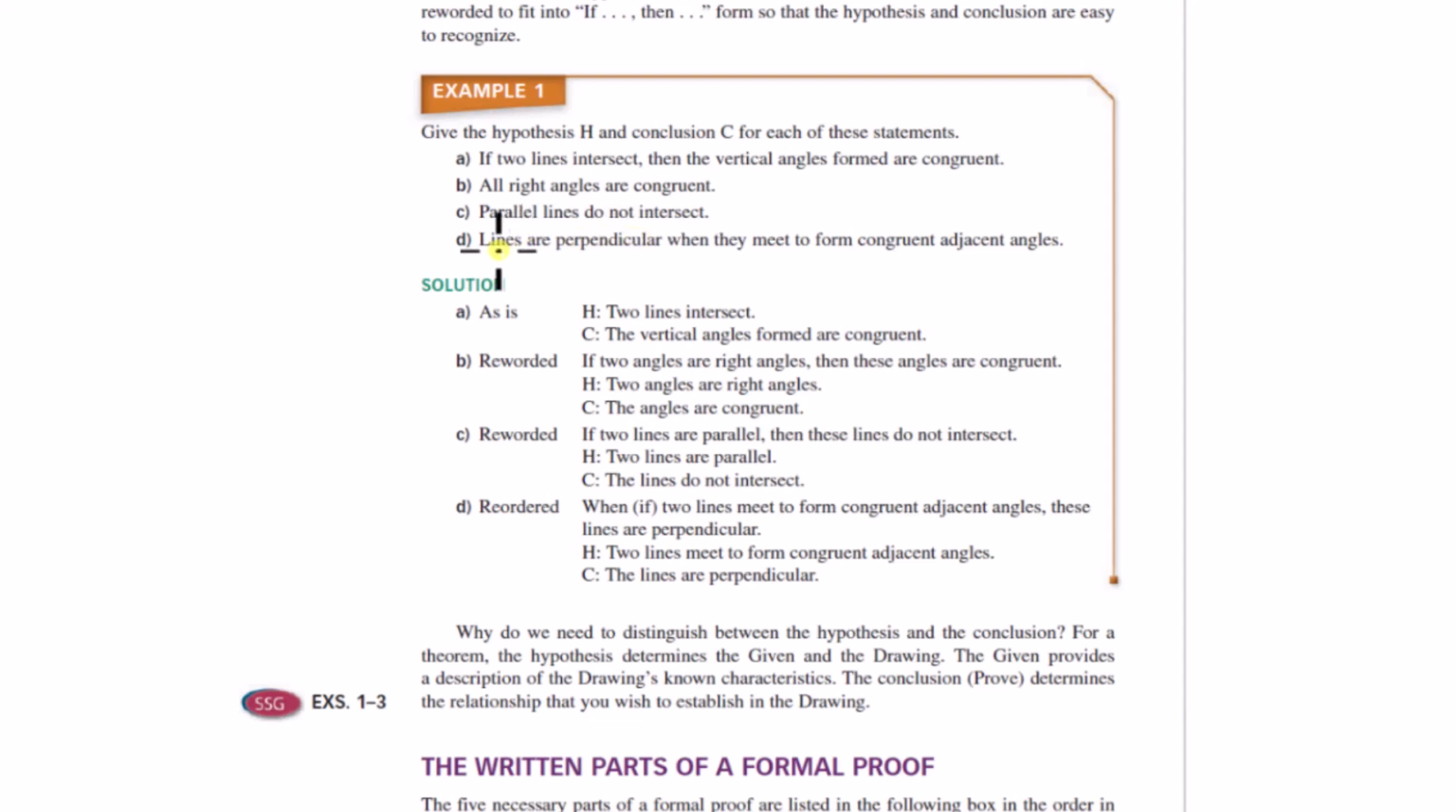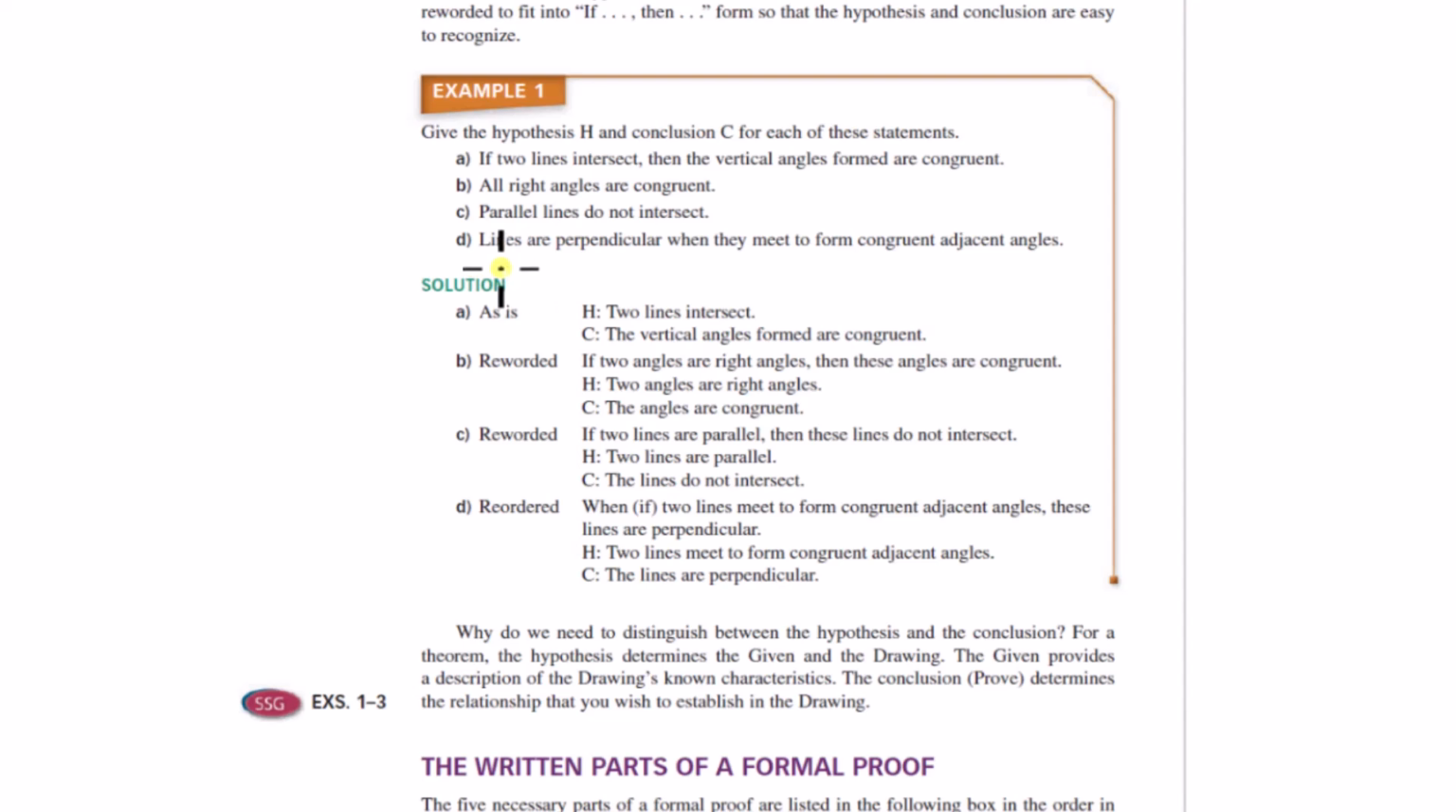Okay. Parallel lines do not intersect. So if you have two or more parallel lines, then, I guess you would say that if you have two lines that are parallel, then they won't intersect. The hypothesis is you have two lines that are parallel, and the conclusion is the lines do not intersect.